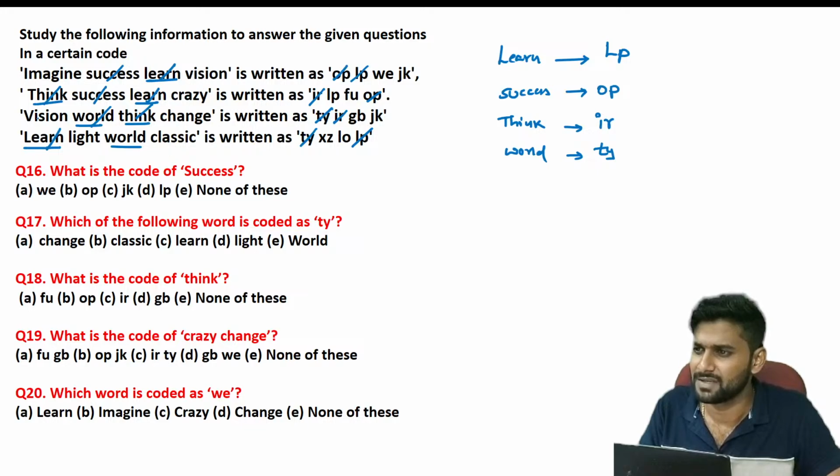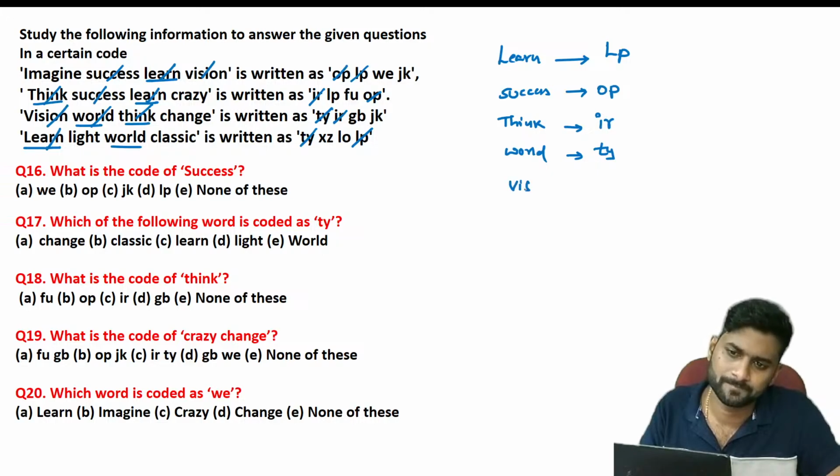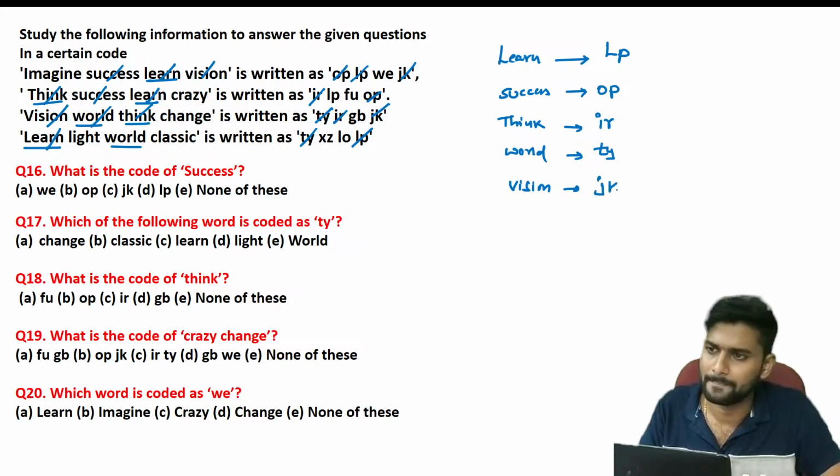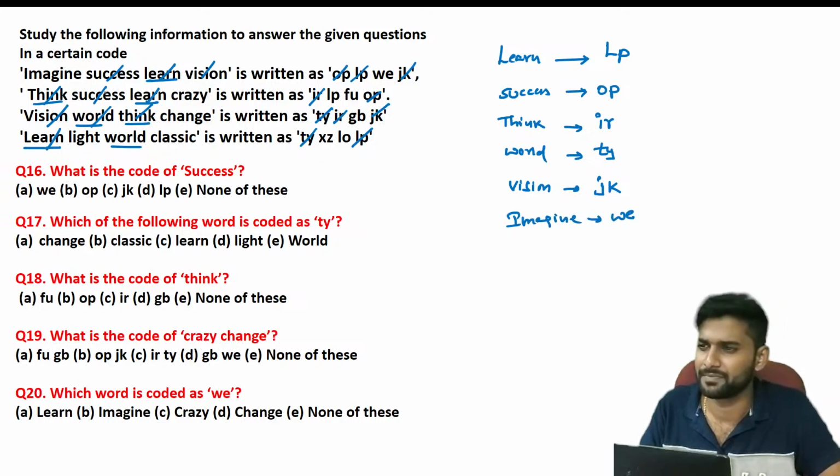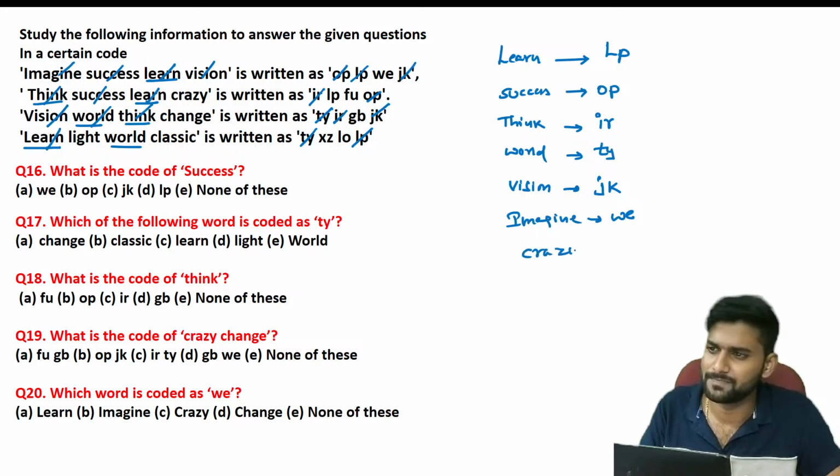Imagine vision. So we have vision in the first and third. Compare the first and third here, and you will get the code language JK. Now imagine what is left. Definitely the code language left is V. So we are done with crazy also. Crazy code language is FU.